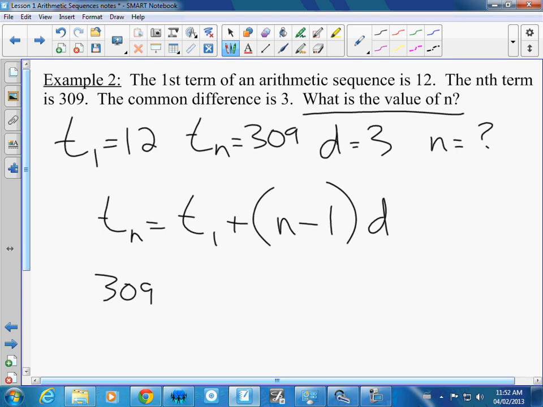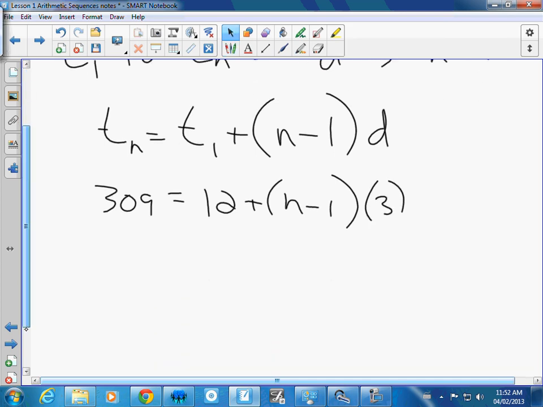If we could actually do this, we could go 12, and then we just keep adding 3, and make a big old list until we hit 309, and then figure out what term that is. Way too much work, right? This is a way to calculate it mathematically. What's the first term? 12. What's n? No clue. What's d? 3.